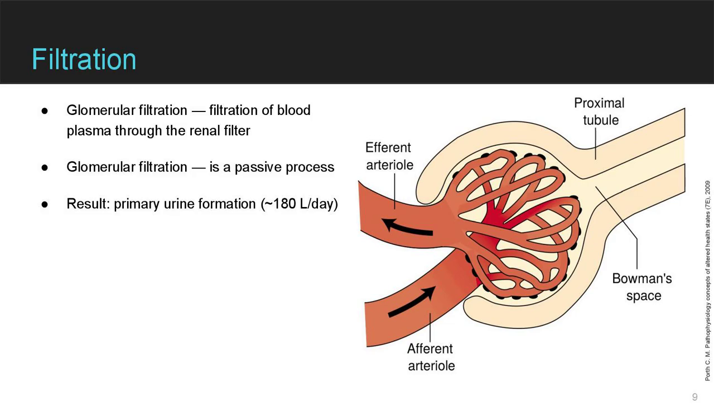This process, glomerular filtration, is a passive process. So we don't have to spend ATP to do this work, because only the different diameters of these arterioles work like a force which transports components of blood into Bowman's space. The result of primary urine formation is approximately 200 liters per day of primary urine.